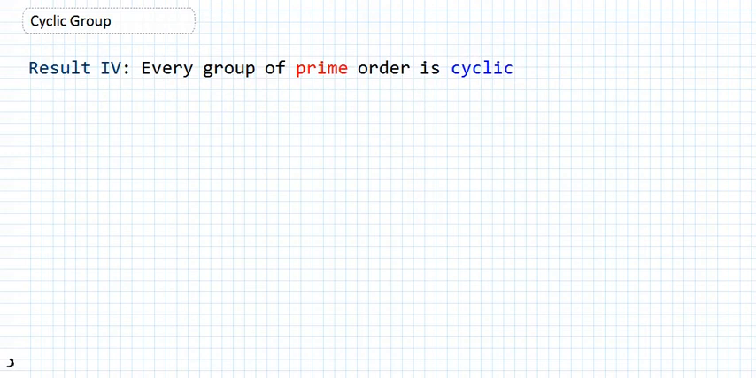Hello and welcome back. Today we're going to prove another important result from cyclic groups. Today's result says that every group of prime order is cyclic, which means that if we have a group G, and suppose G has a prime number of elements, so the order of G, the number of elements in G, is prime.